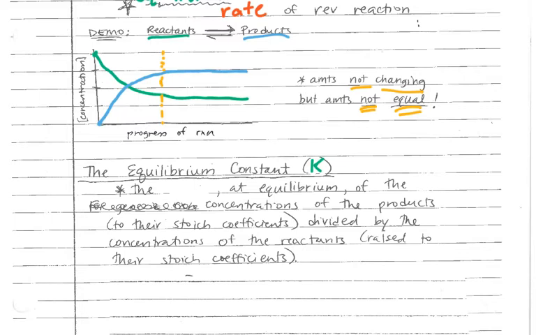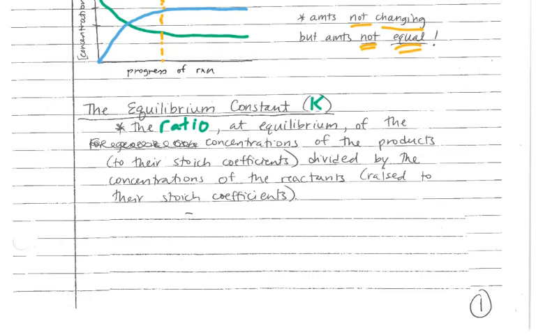So the equilibrium constant is just the ratio at equilibrium of the concentration of the products divided by the concentration of the reactants. So it looks like this.